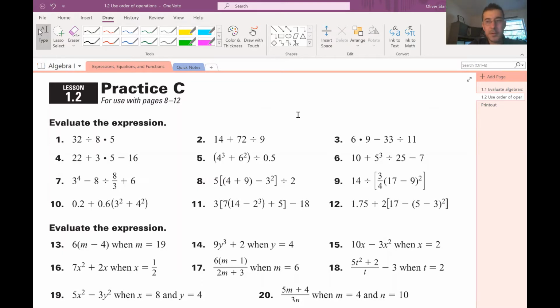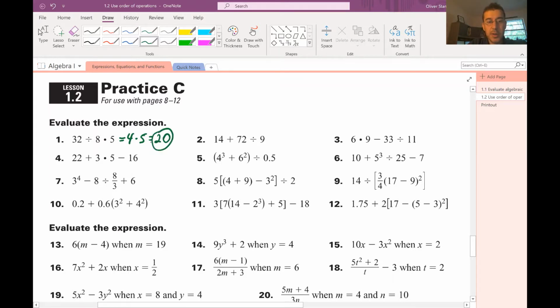So the first problem is 32 divided by 8 times 5, and we have to evaluate the expression. Division and multiplication are at the same level, so we do operations left to right. So in this case, 32 divided by 8, that is 4, because 4 times 8 is 32, and then times 5, and that is 4 times 5 is 20. So that's the solution for number 1.